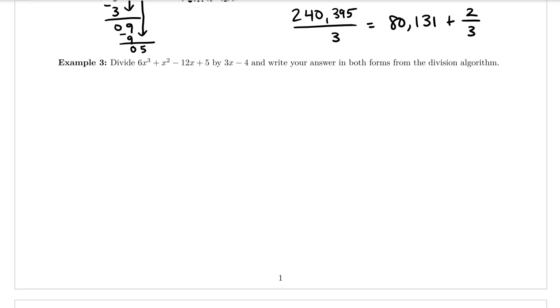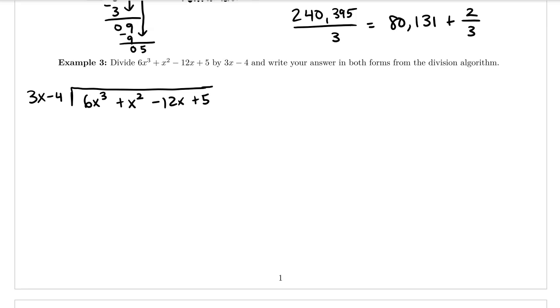Example 3 says divide 6x cubed plus x squared minus 12x plus 5 by 3x minus 4 and write your answer in both forms from the division algorithm. So just like we did when we were doing long division with numbers, I'm going to put my divisor on the outside of my division bar, and on the inside I'm going to put 6x cubed plus x squared minus 12x plus 5. And it's going to work very similarly.